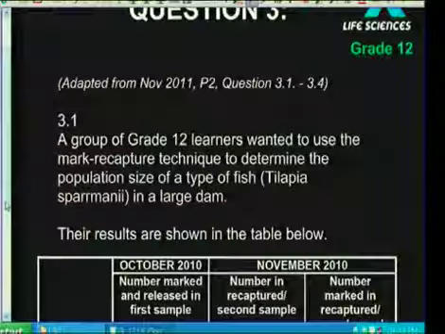Welcome back, guys. We're going to continue with population ecology. During this segment, we're going to look at some mark and recapture methods, and we're also going to look at some of the population growth curves, so questions around that. So let's look at the first question in this segment.